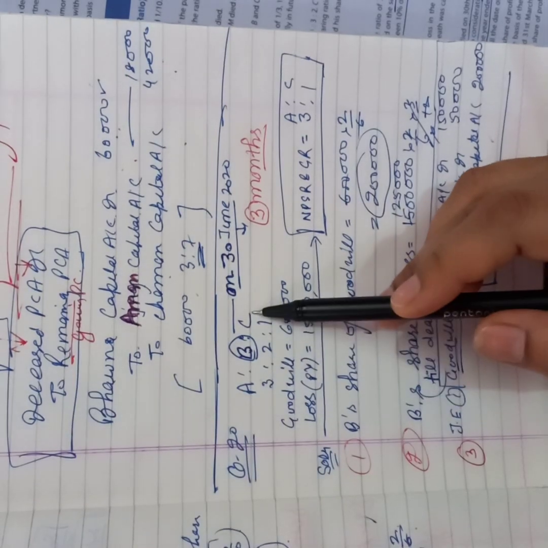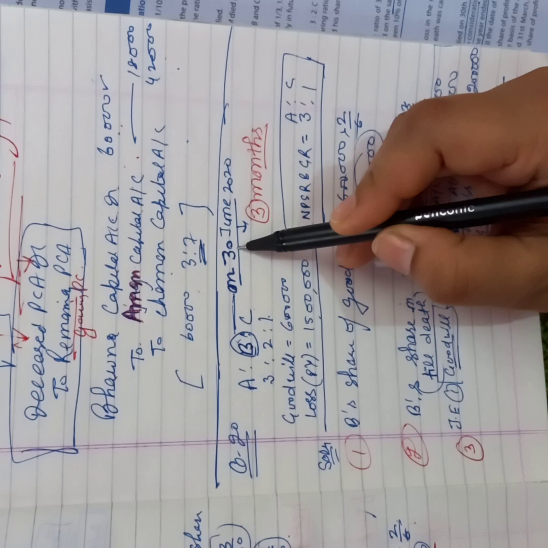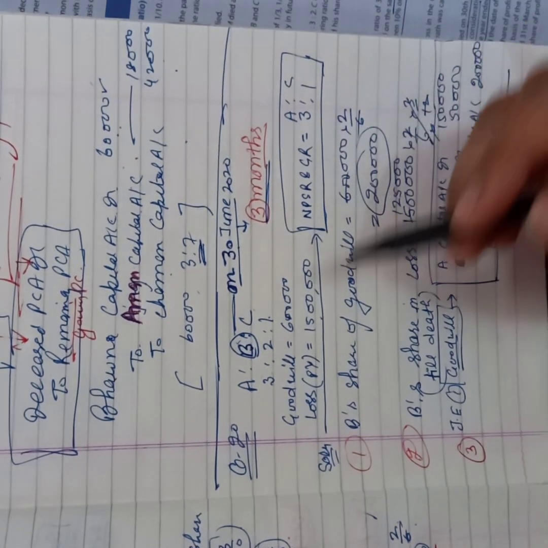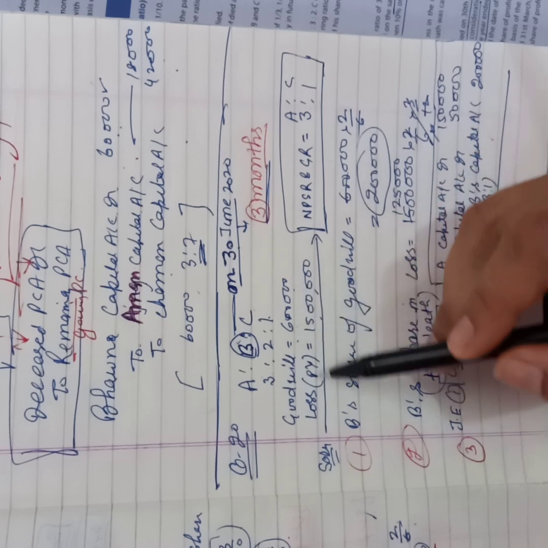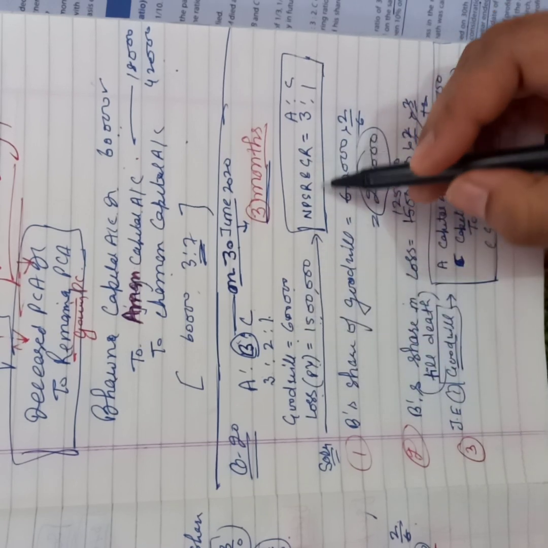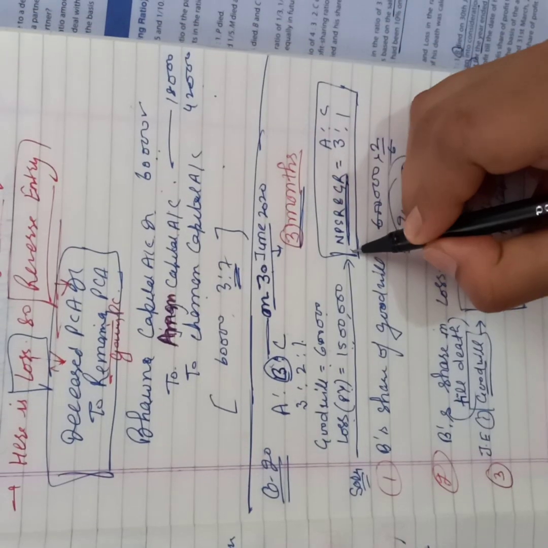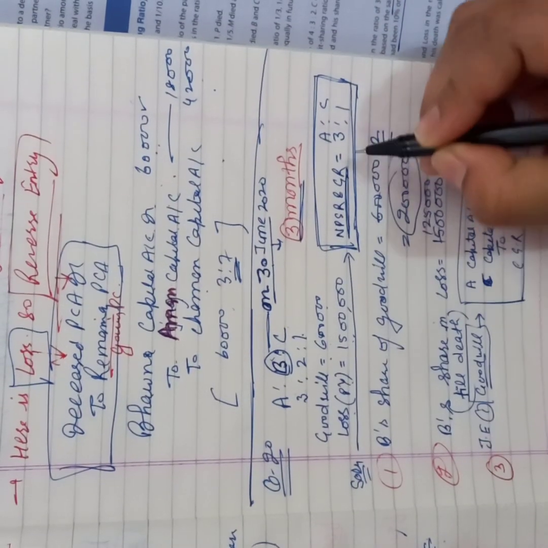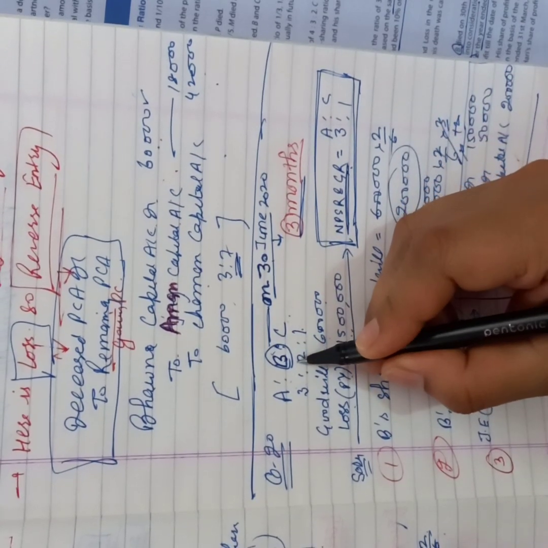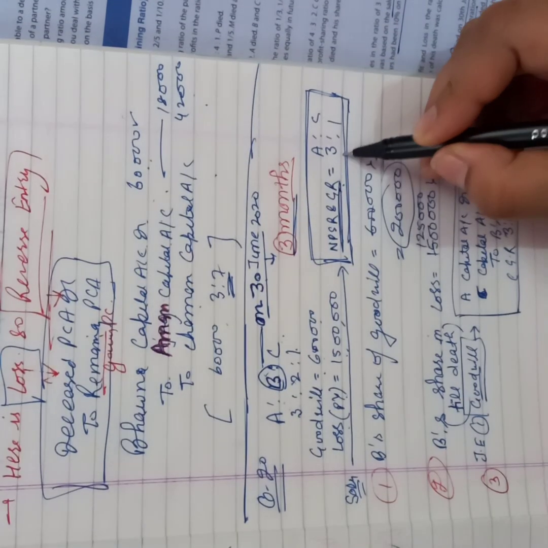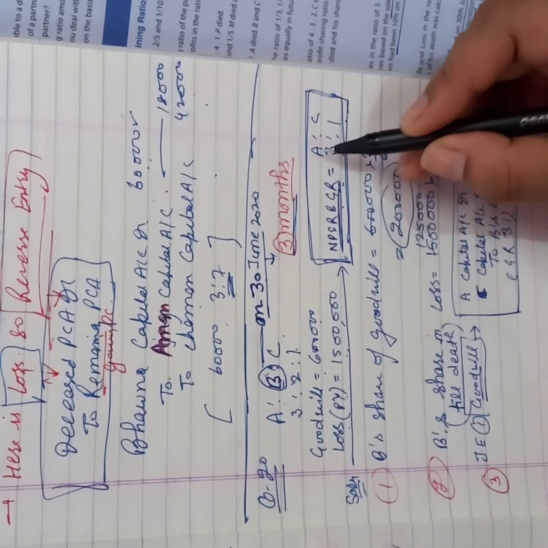Now the last question. Here A, B, C are partners in 3 to 1 to 2 ratio. B died on 30th June, after 3 months. The goodwill of the firm is decided at 6 lakhs and the loss of the previous year is 15 lakhs, and there is a new profit sharing ratio. First of all, we will give the solution. We will find out the new profit sharing ratio and gaining ratio between A and C. Because nothing is given, we will cut off this 2 and find 3 to 1. This will become the new profit sharing ratio and gaining ratio among A and C.